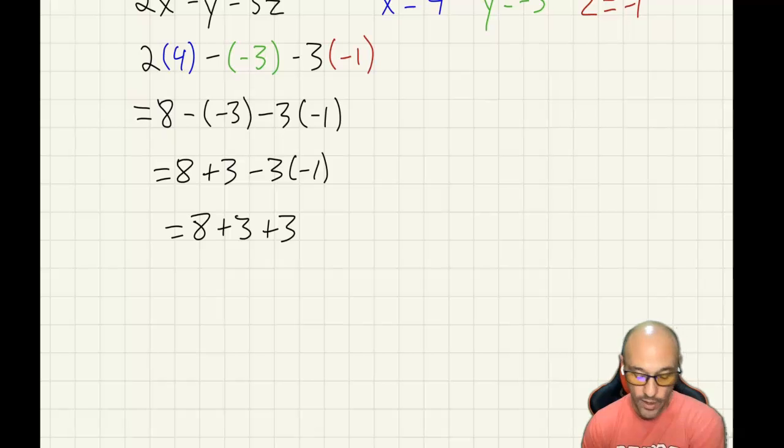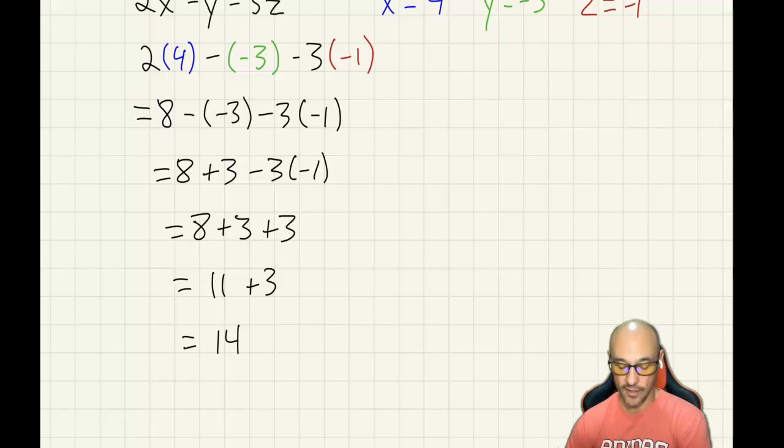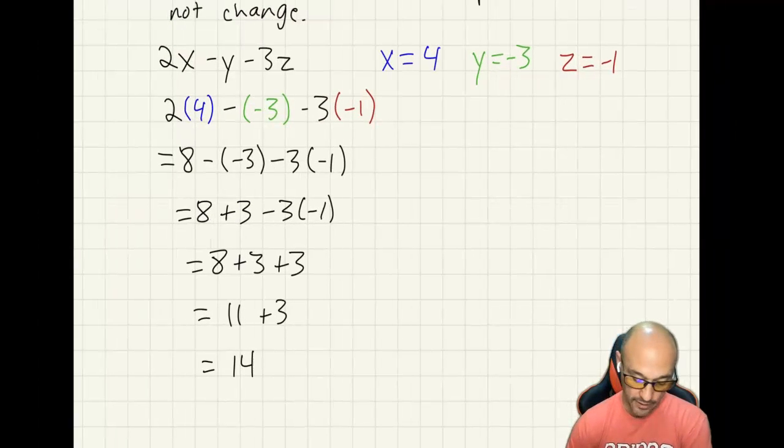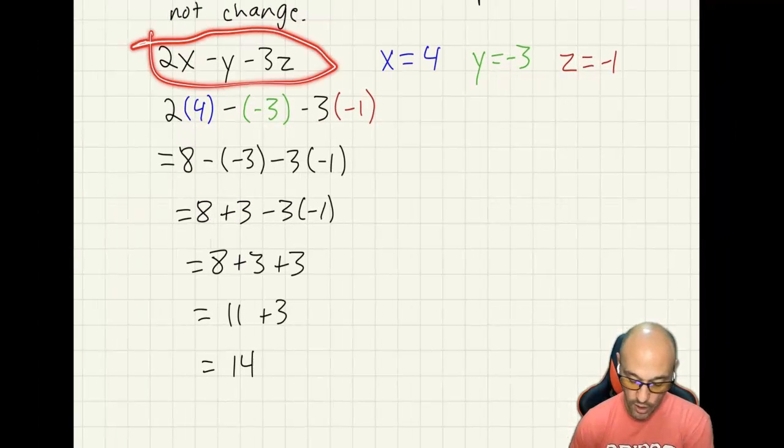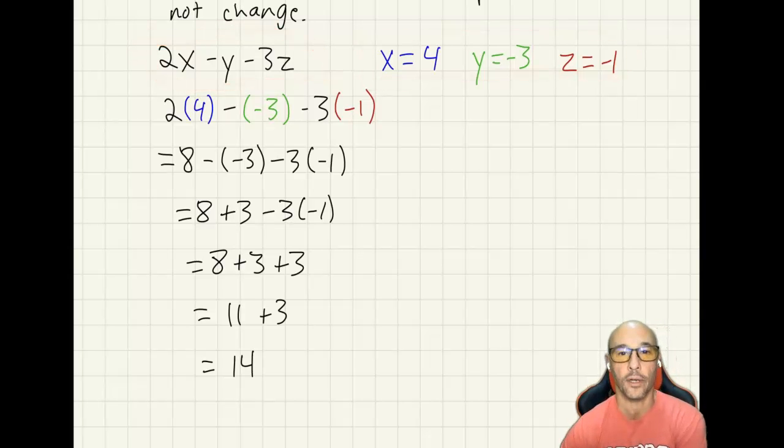Finally, now we have no more parentheses, no multiplication, nor division. We just have addition and subtraction, just addition, from left to right. 8 plus 3 is 11, plus the last 3, and 11 plus 3 is 14. That is evaluating this original expression with these quantities substituted in.